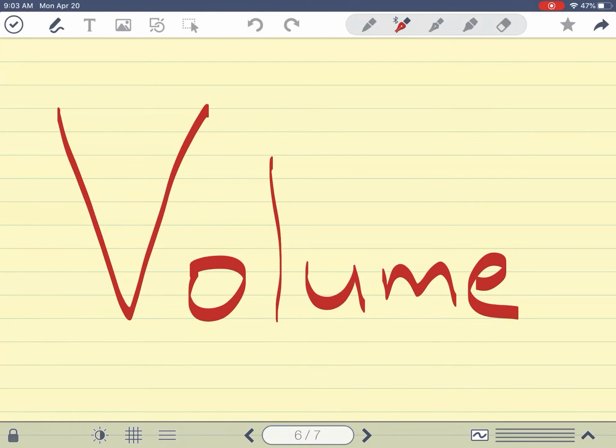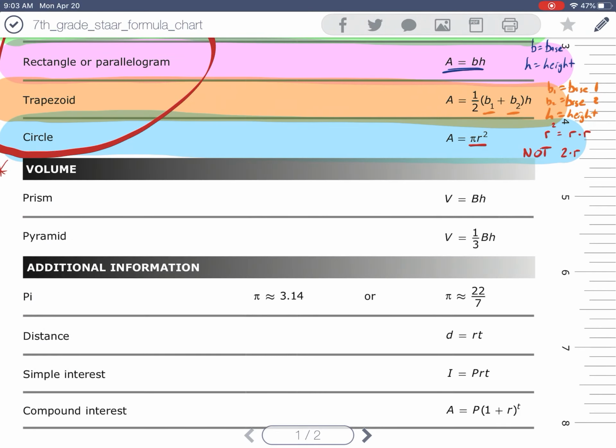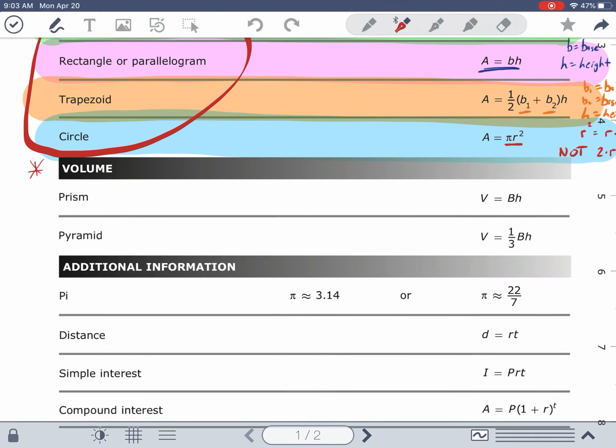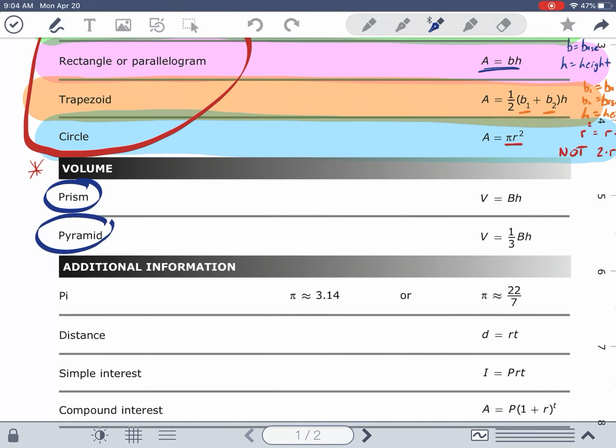This is video number 6, and we're going to be talking about volume. Let's go over to our STAAR reference sheet. We have two different volumes outlined: prisms and pyramids. You will see later that we have different types of prisms and different types of pyramids.